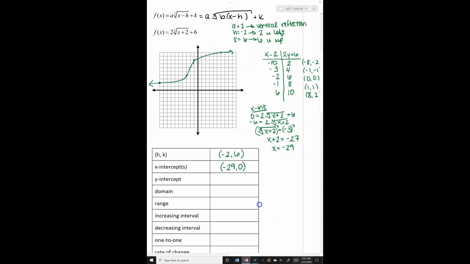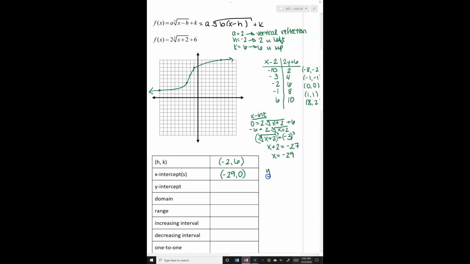Yay! And the y-intercept, oh man, I see it, but I can't approximate. So we need to find it algebraically. I'm going to take 0 and plug it in for x. So we have 2 times the cube root of 0 plus 2, plus 6. And without a calculator, I don't know what the cube root of 2 is. I can approximate, but I don't need to. I just need to be able to find it. So I'm going to write it as 6 plus 2 times the cube root of 2, because that is more proper notation with the radical at the back.